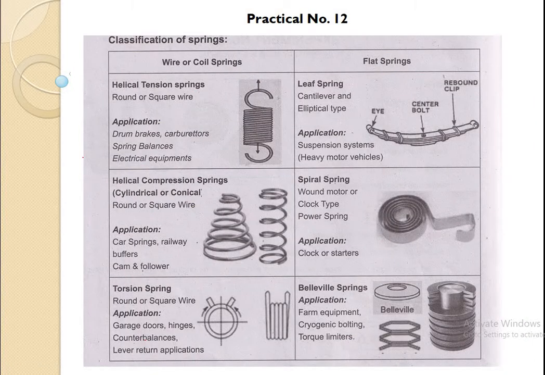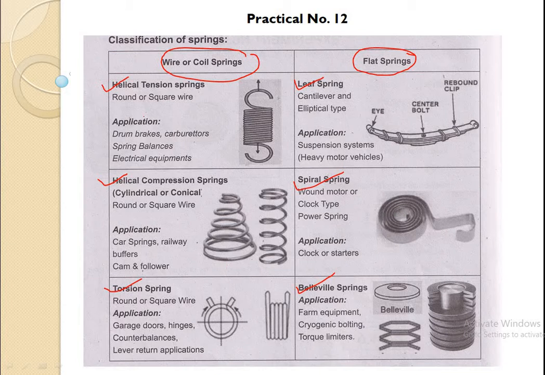Now let's see the classification of springs, how the springs are classified. Broadly we can classify as coil spring or wire spring and flat springs. Now under coil spring the subtypes are helical tension spring, helical compression spring and torsion spring. In case of flat springs, leaf springs, spiral springs and bevel springs.